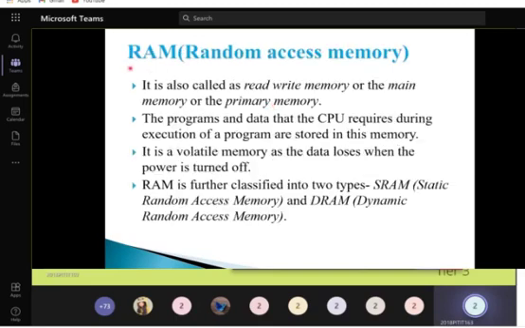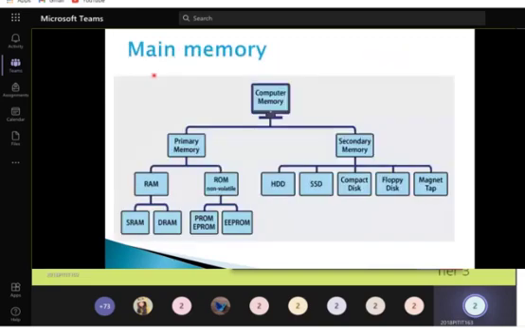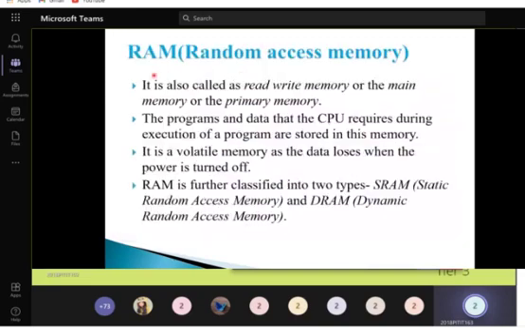We are going to see in detail, with the explanation now, what we saw previously in the table column. RAM, random access memory, is also called read-write memory, main memory or primary memory. It has other names also. The programs and the data that the CPU requires during the execution of the program are stored in this memory only. It is a volatile memory, as the data is lost when the power gets turned off.